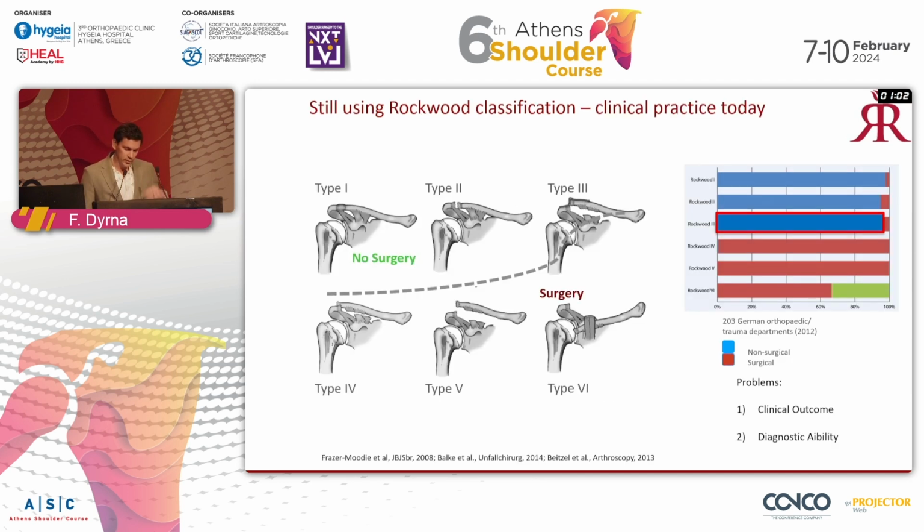So overall, we're still using the Rockwood classification for now, which I don't think is the best classification, but we don't have any other. It does not include anything like the scapula. It does not include anything like pain or function of the shoulder. We're only looking at x-rays. However, if we would ask the German Society again, I'm pretty sure that the Rockwood classification, especially the type 3s, would be much more conservative and much more non-operative treatment by now.